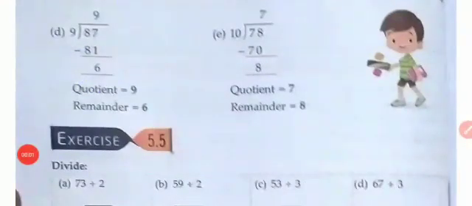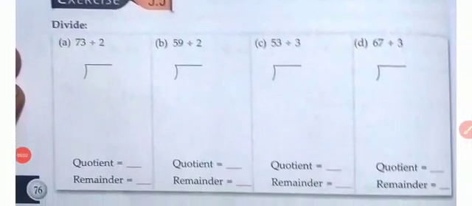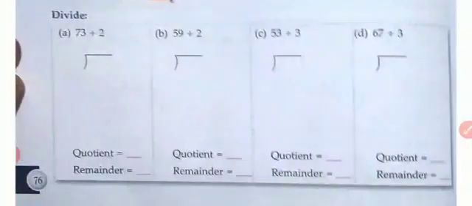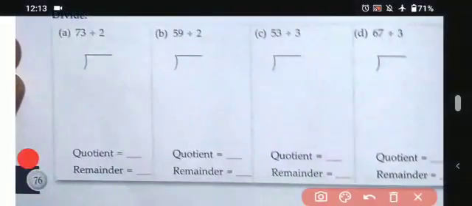So now after this we'll be doing some exercises. So let's see what the exercises are. The first question is 73 divided by 2. So we'll be dividing 73 by 2. Does 73 come in the 2 table? No students.